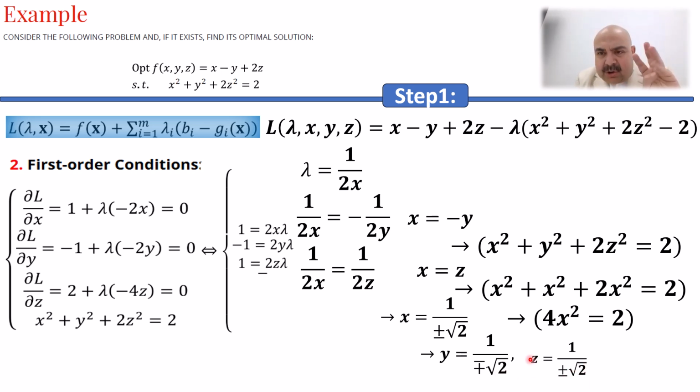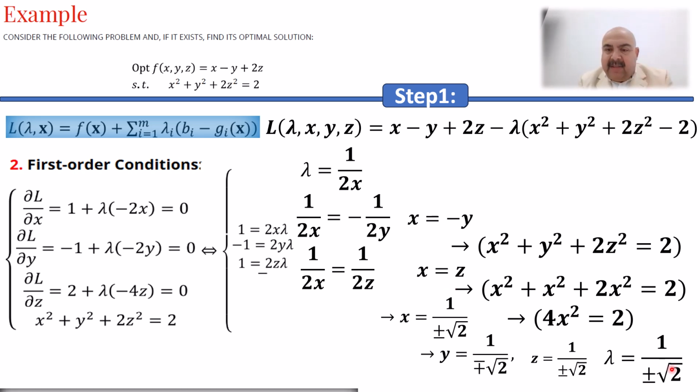So for our x, y, and z, we have 2 points: 1 over root 2, negative 1 over root 2, and 1 over root 2 for the z. Or negative 1 over root 2, positive 1 over root 2 for y, and for the z value, it's going to be negative 1 over root 2. Of course, having these values, I can substitute in the first equation and get the Lagrange multiplier value. Now I have everything, the x, y, and z, and lambda.